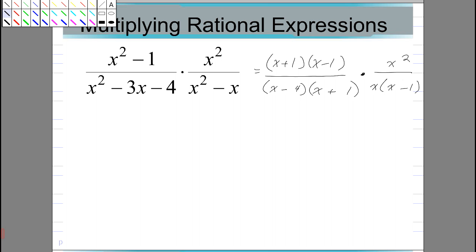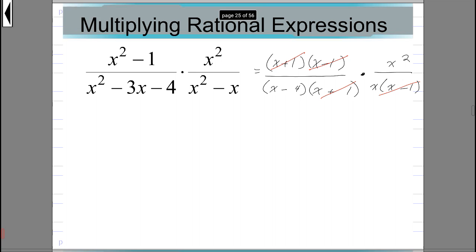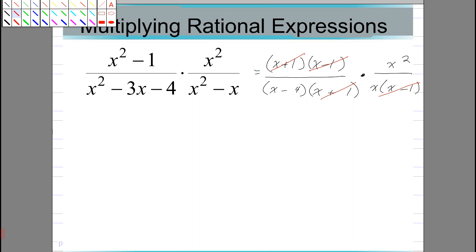Okay, now we want to find things that cancel out, common factors. Get my red pen. And it appears that we are going to have an x plus 1 that cancels. We also have an x minus 1. And actually we have an x. So we have an x squared over x. So x will cancel out, and we are left with an x in the numerator and an x minus 4 in the denominator.